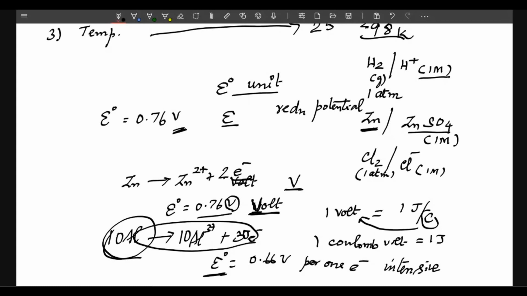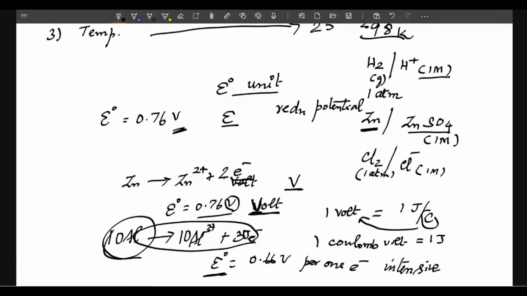But delta G, which we are going to calculate from epsilon zero, is not an intensive property. It's an extensive property. What do we mean by an extensive property? Those physical parameters which depend upon the mass. The easiest example is volume. If you take 5 grams of water, the volume is one thing. If you take 500 grams of water, the volume would change. This is called an extensive property. It depends upon the mass of the substance.